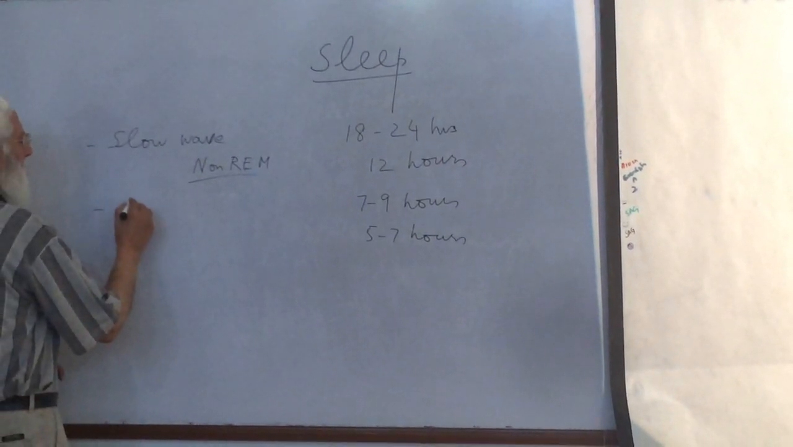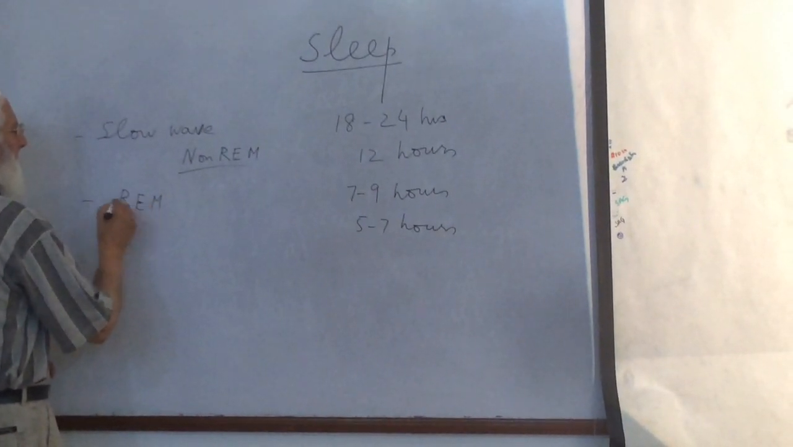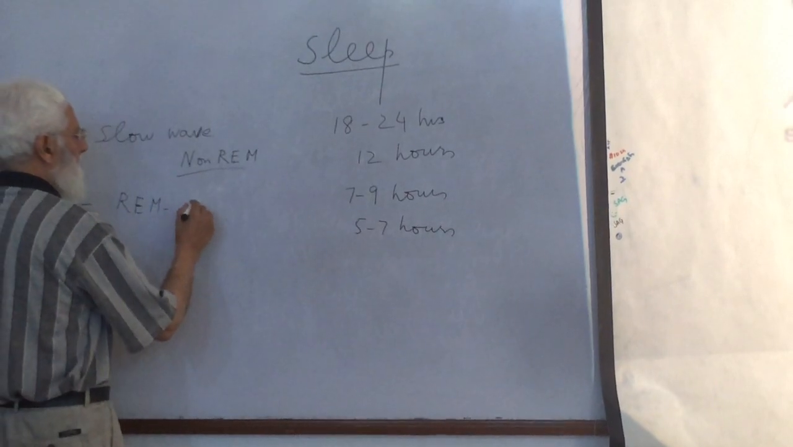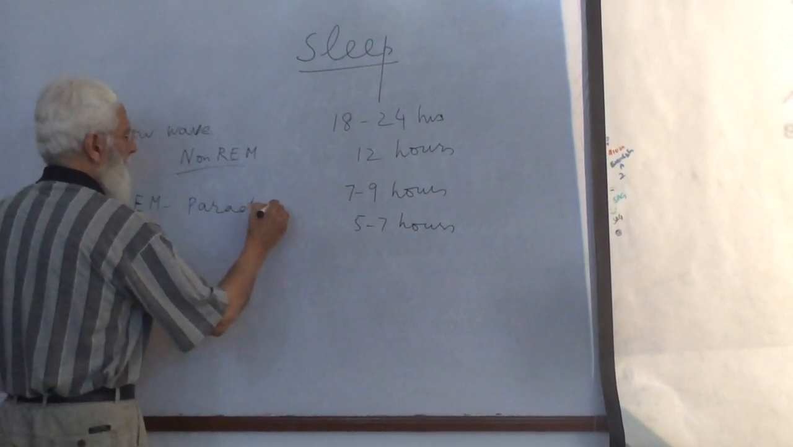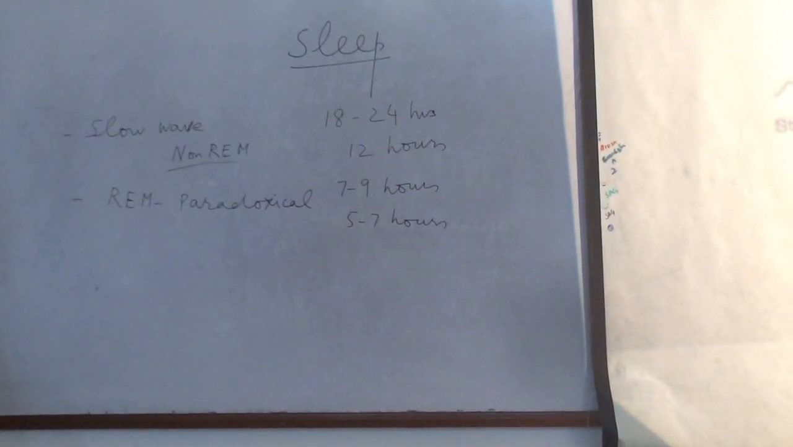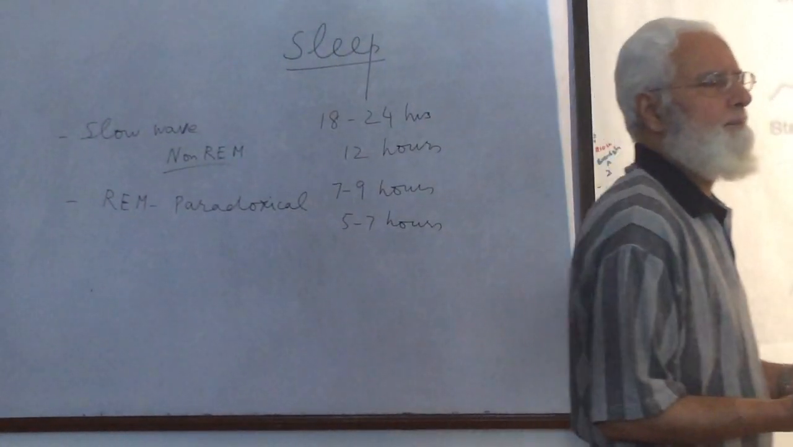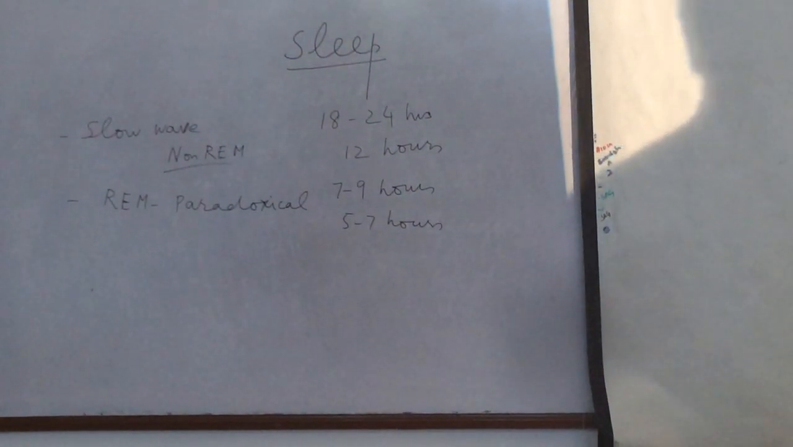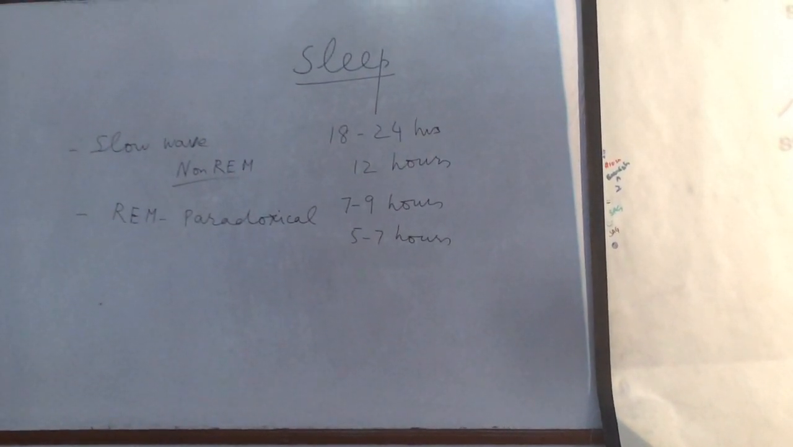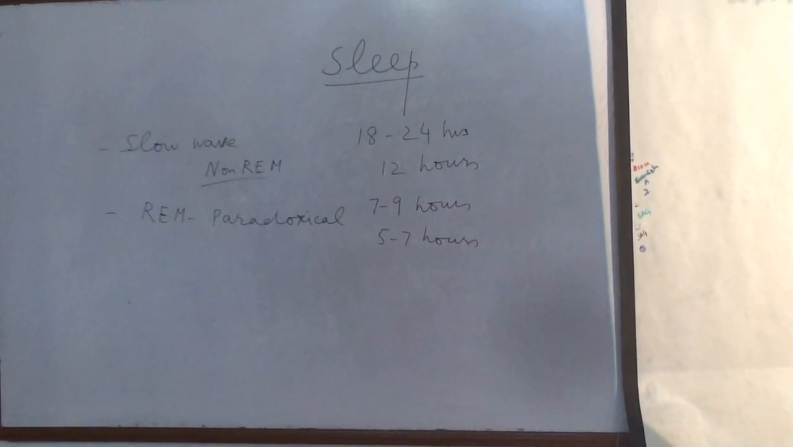The second type is REM sleep or rapid eye movement sleep, also called paradoxical sleep. So these are the 2 types of sleep: non-REM or slow wave sleep, and REM or rapid eye movement sleep. First, about slow wave sleep, also called delta wave sleep or non-REM sleep.